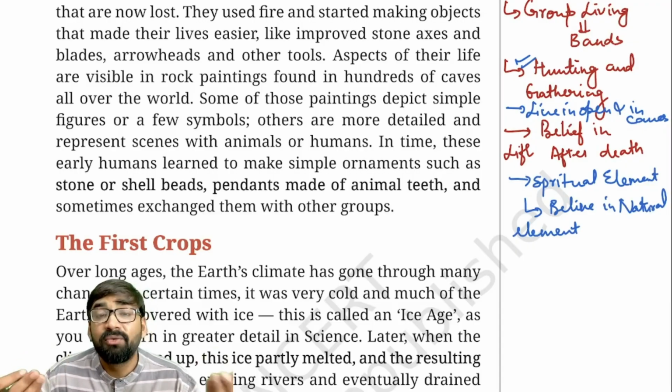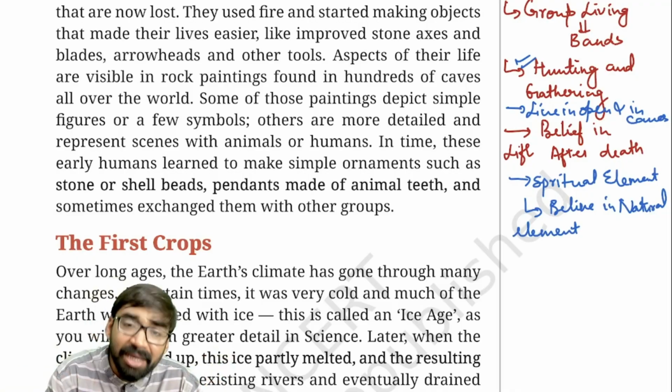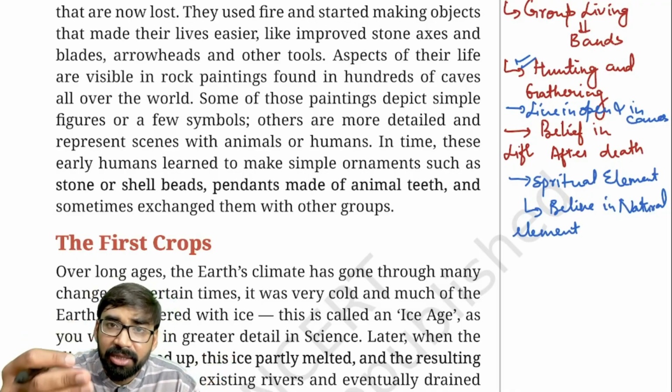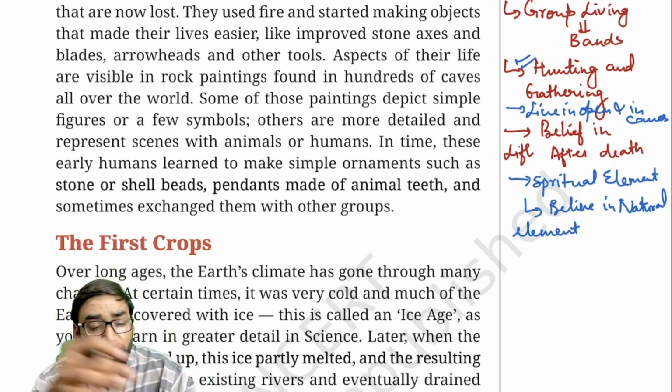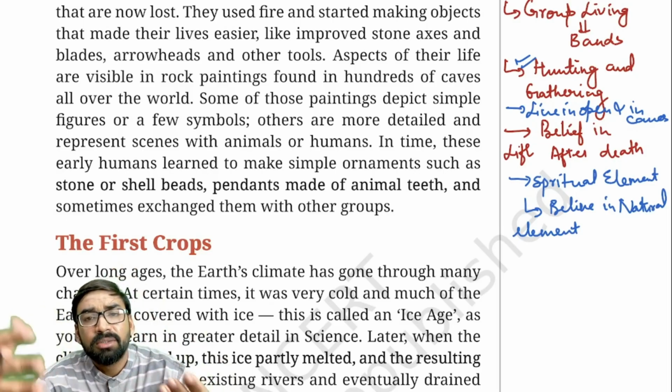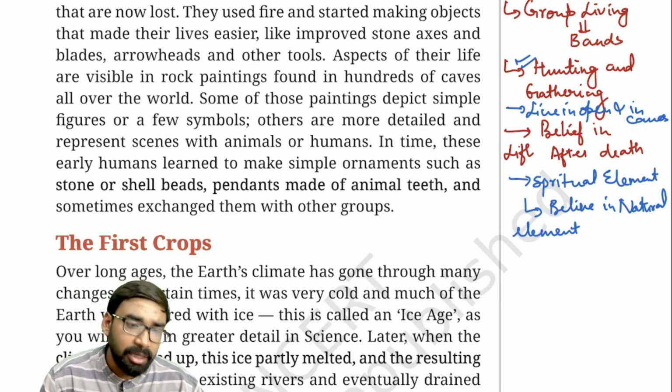Okay. Might. Why am I using might here? Because there are no written records, first of all. Based on the excavation, archaeological things like bones, plants, potteries, you know, we can say that they used to believe in natural elements. Okay.